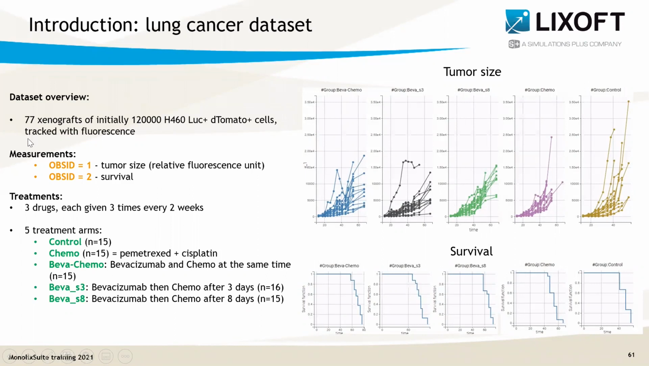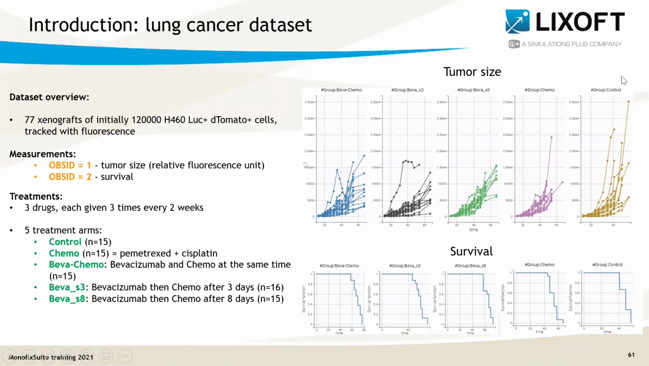So the data set looks like this. It is composed of measurements from 77 xenografts of lung cancer in mice. The data set actually contains two types of measurements, tumor size and survival. So we can see the tumor size here and the survival here as Kaplan-Meier plots. All the individuals, three drugs have been given for some of the individuals. Each drug has been given 3 times every 2 weeks. And there are actually 5 treatment arms, or 5 groups.